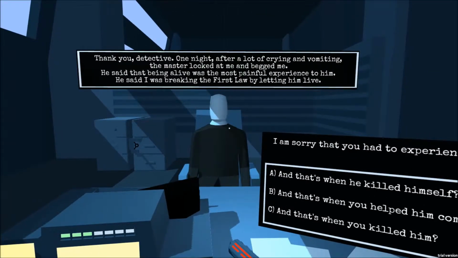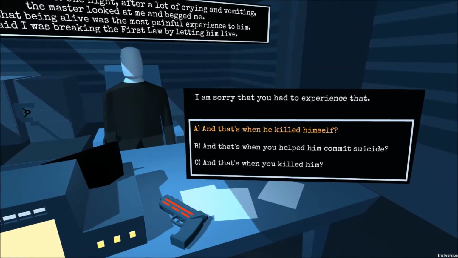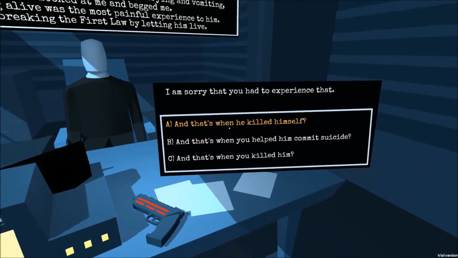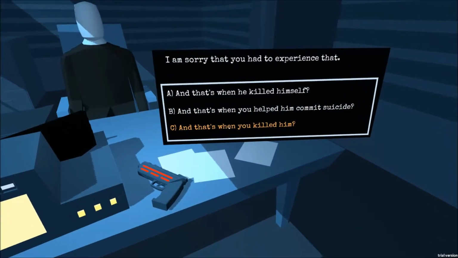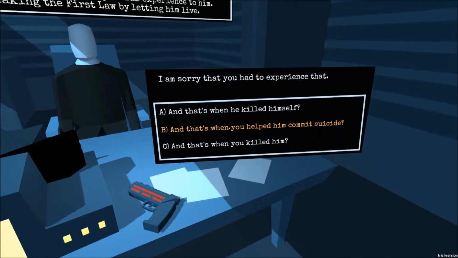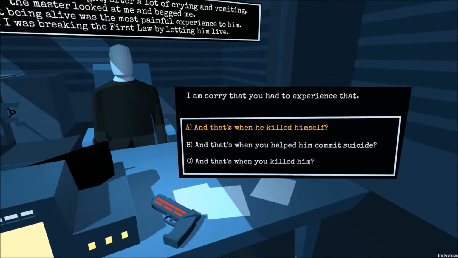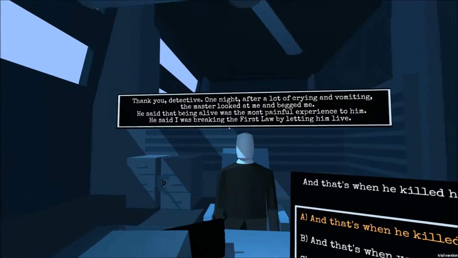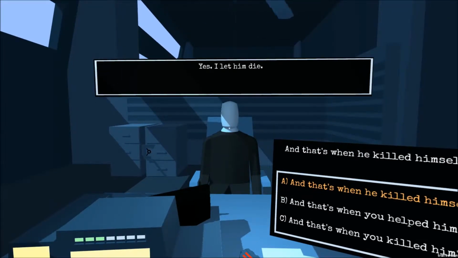I don't know. This is quite a complicated situation we find ourselves in. And that's when you killed him, and that's when you helped him commit suicide, and that's when he killed himself. We're gonna go with that one because that seems logical, which is probably the way you should talk to a robot. Yes, I let him die.